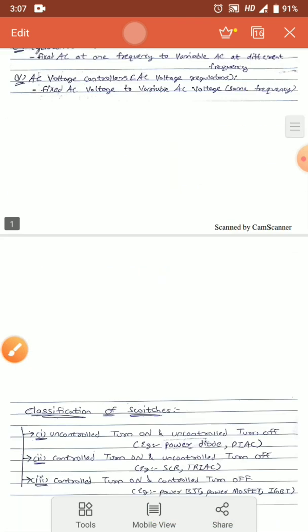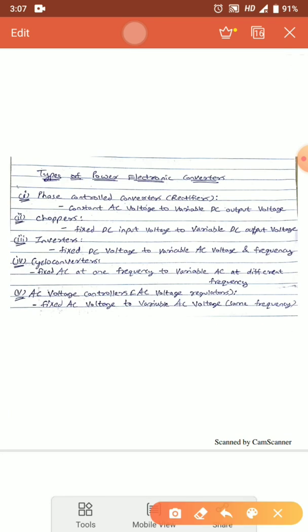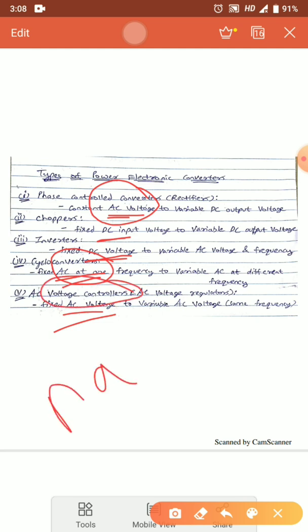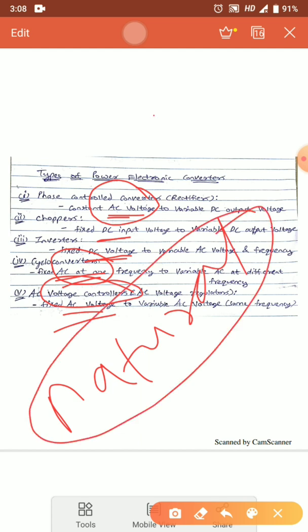Now as we have said earlier, for the phase control converter the input is AC. For the chopper, input is DC. For the inverter, input is DC. Cycloconverter is AC. AC voltage controller is AC. So for the phase controlled converter, the cycloconverter, and the AC voltage controller, I will get natural commutation. Why? Because my input supply is AC and no external circuitry is required to turn off my SCR. So for these three types of circuits, I will directly get natural commutation.